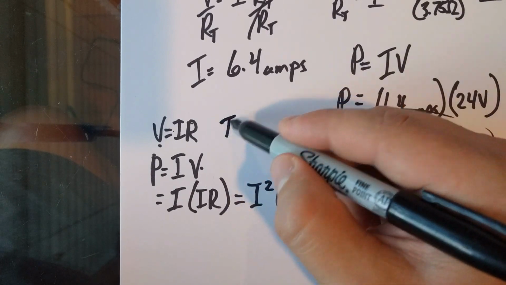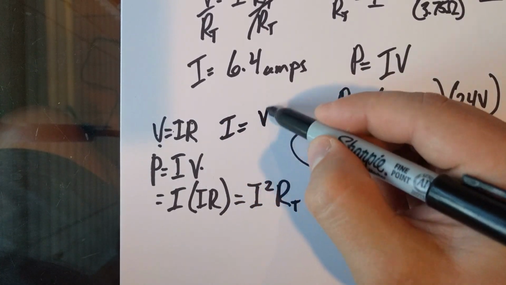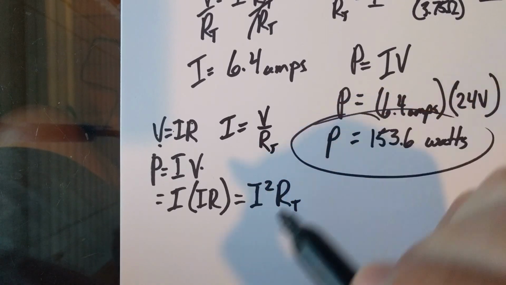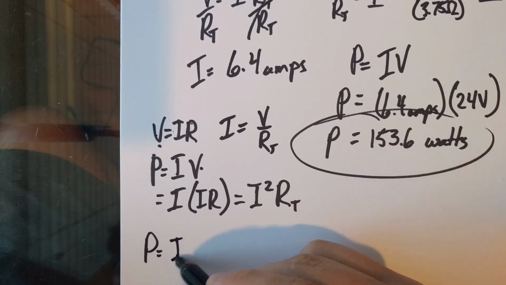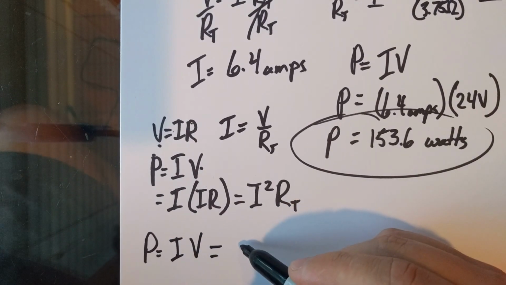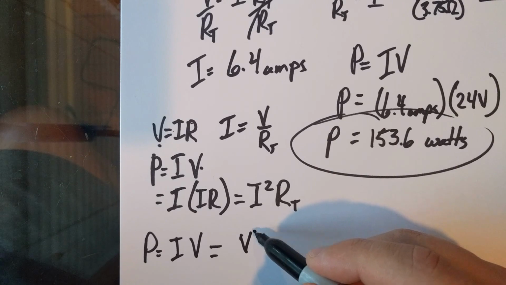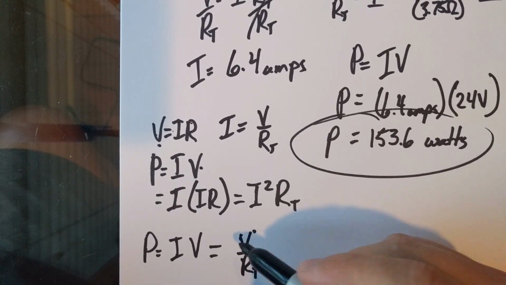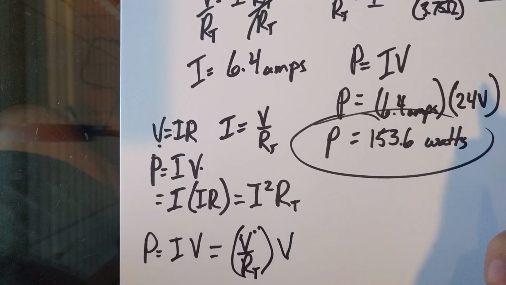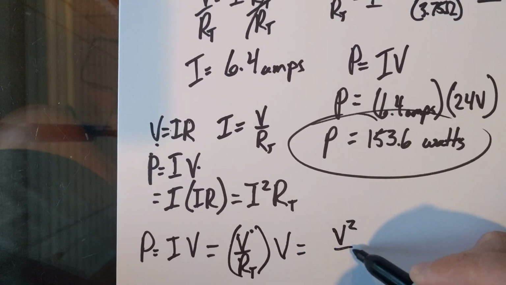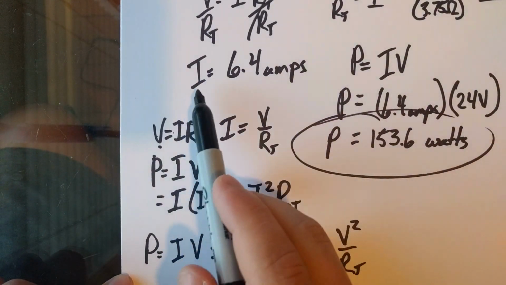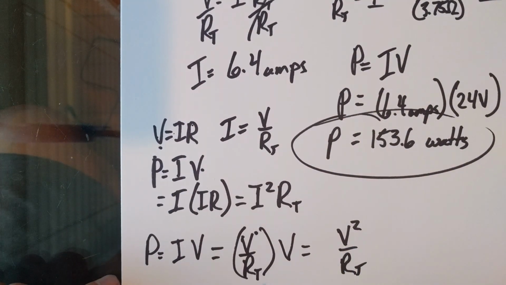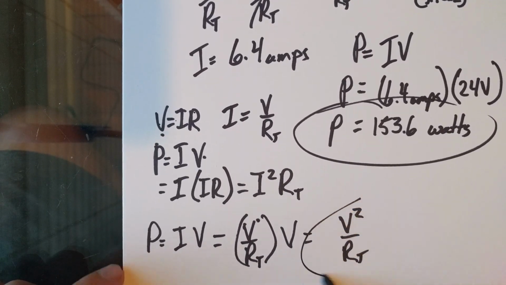So I is equal to V divided by RT, right? So now, if power is equal to IV, that means that it's actually equal to V over RT times V, which is V squared divided by R total. Okay? So, we didn't have to actually find I, but it's typically the way they teach it, and it's confusing to try and remember all these, but if you like it, go for it.